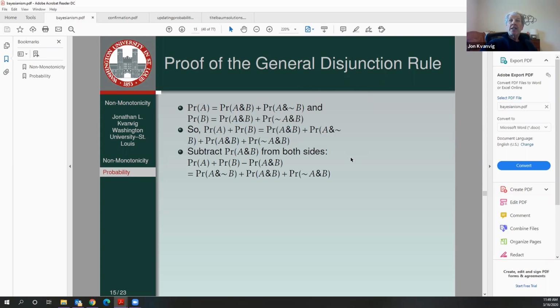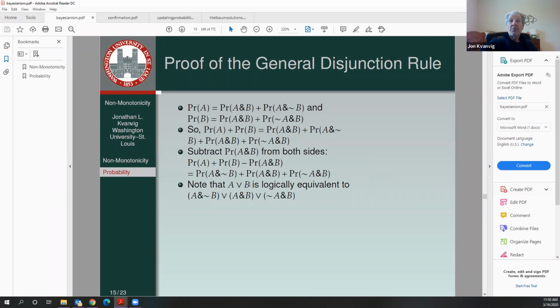Now, subtract A and B from both sides. We then get the probability of A plus the probability of B minus the probability of A and B is the same as the probability of A and not B plus A and B plus not A and B. That's just simple algebra there. Remember, we had probability of A and B up here twice on the right side of our formula.